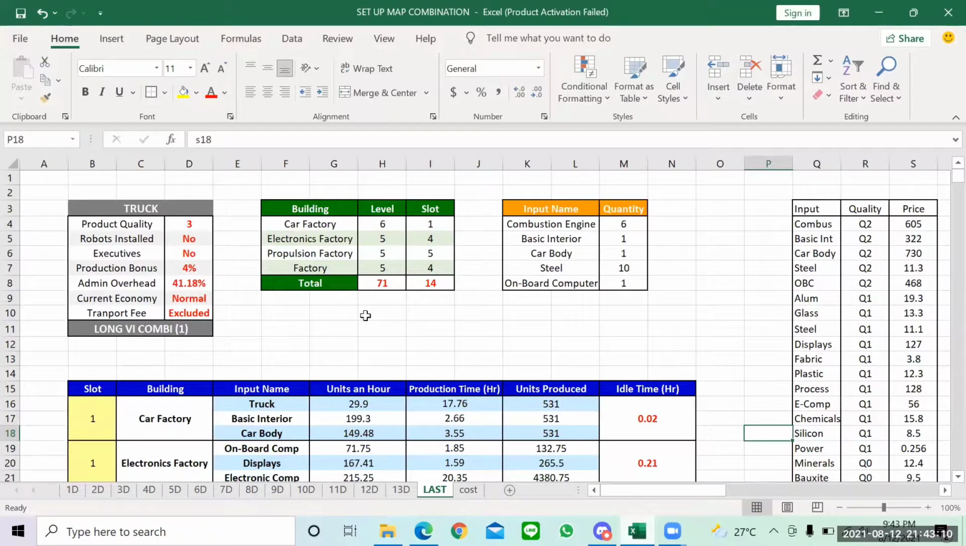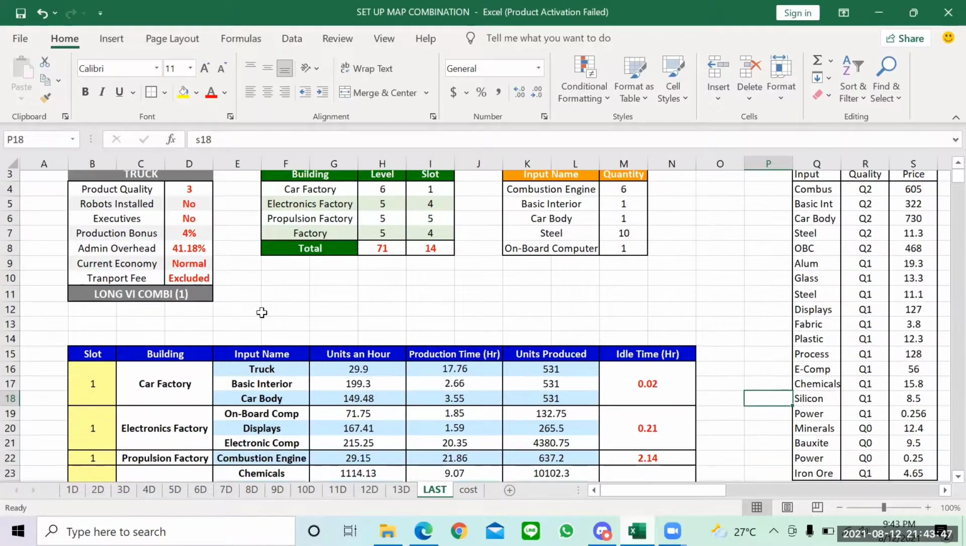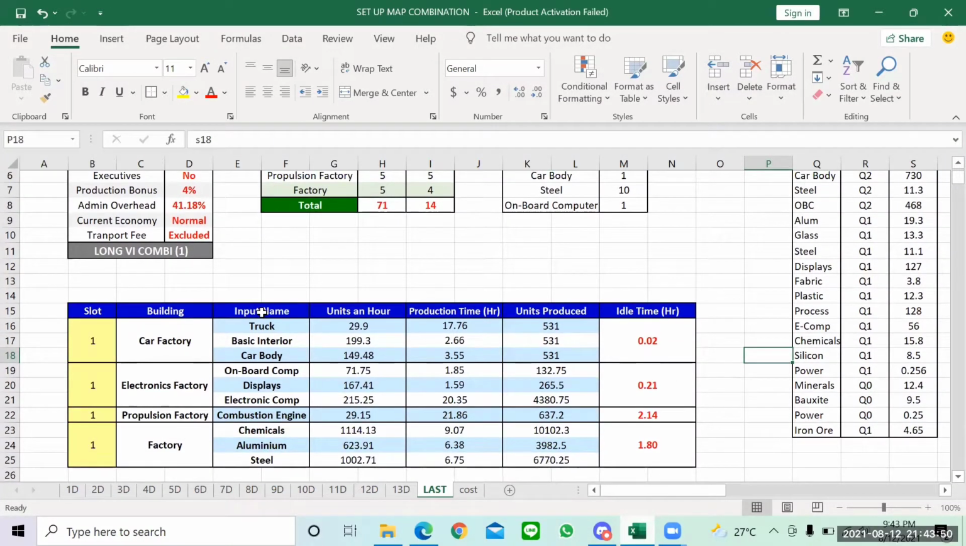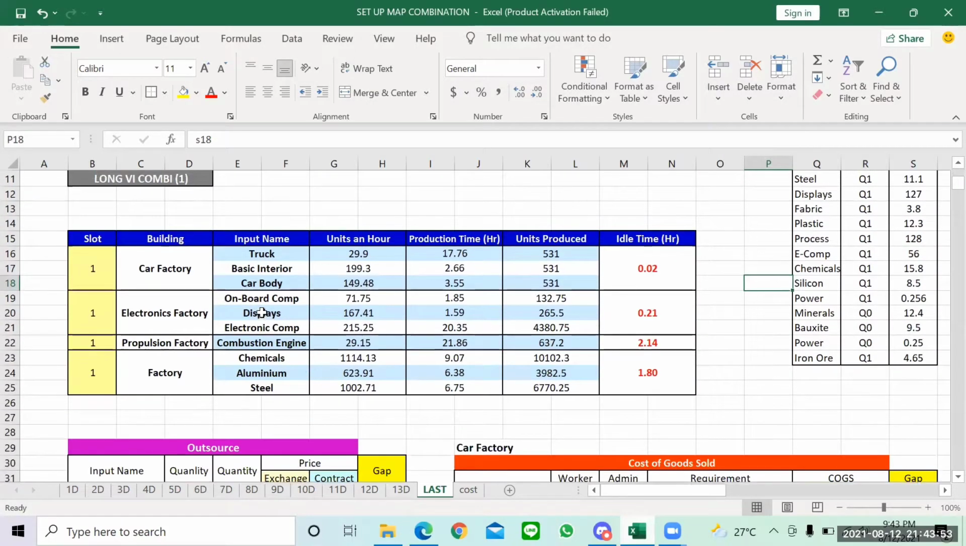So let's see which setup map is very profitable for truck between 3 long vertical integration, 3 short vertical integration, and 1 horizontal integration. So the first long vertical consists of 1 level 6 car factory, 4 level 5 electronics factories, 5 level 5 propulsion factories, and 4 level 5 factories. The administration overhead is 41%. Of course, the current economy is normal and anything else.